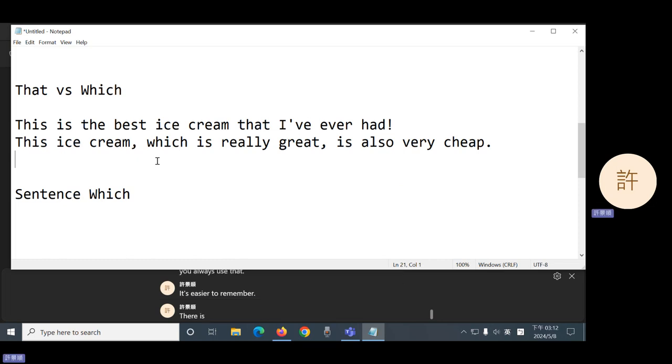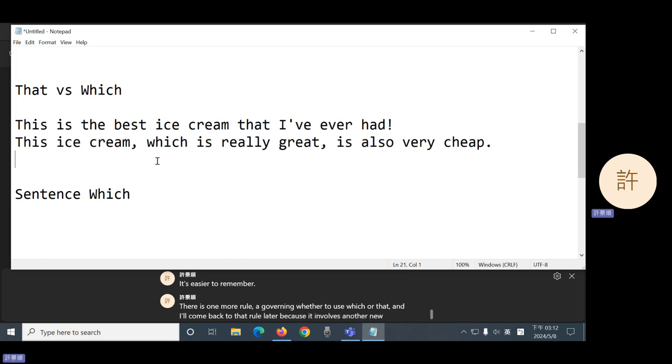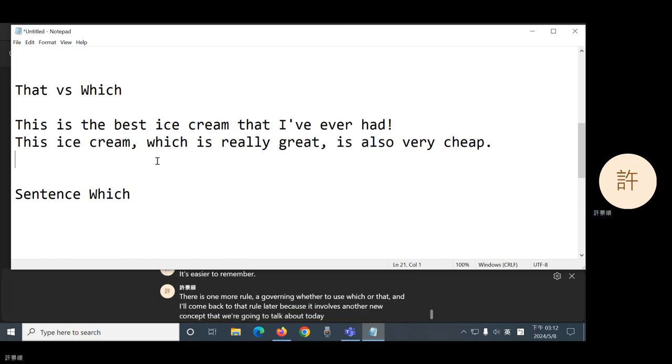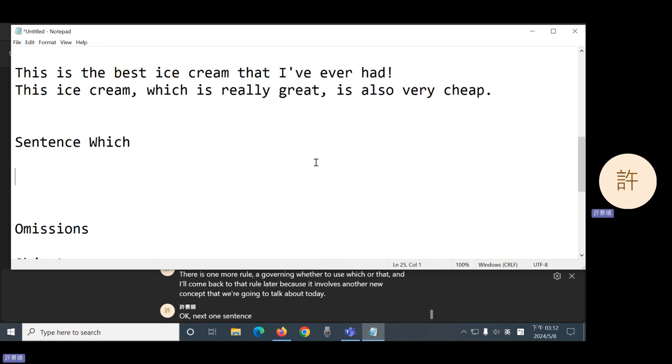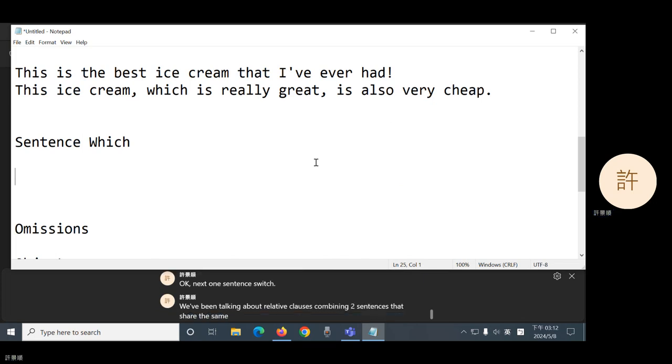There is one more rule governing whether to use which or that, and I'll come back to that rule later because it involves another new concept that we're going to talk about today. Okay, next one, sentence which. We've been talking about relative clauses combining two sentences that share the same noun. But there is one use of relative clauses using the word which that does not follow this rule.